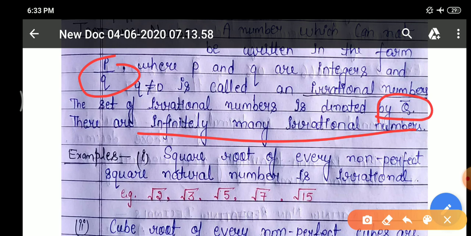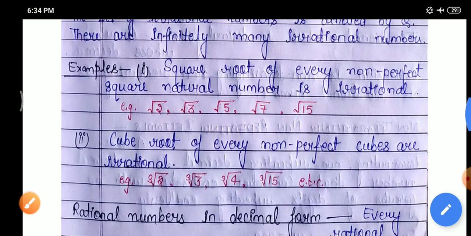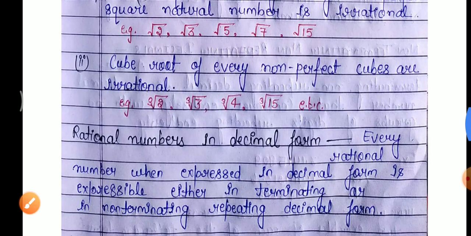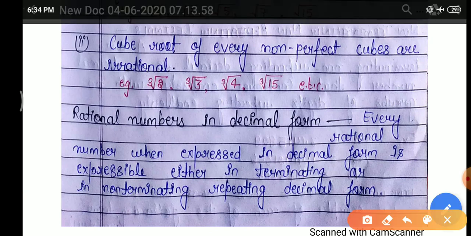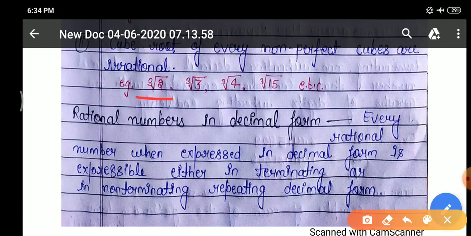Now see the example. The square root of every non-perfect square natural number is an irrational number. For example, root 2, root 3, root 5, root 7, root 15. These are non-perfect square natural numbers. The next example is the cube root of every non-perfect cube. These are non-perfect cubes. Then these are also irrational numbers.